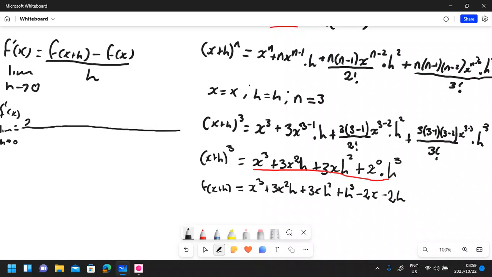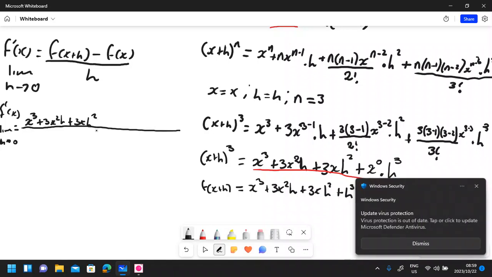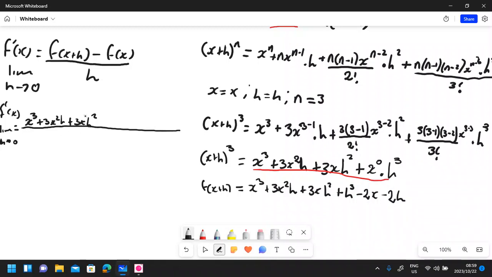So it's gonna be x cubed plus 3x squared h plus 3x h squared plus h to the power of 3 minus 2x minus 2h. This is f of x plus h. So is this part here on our formula there.